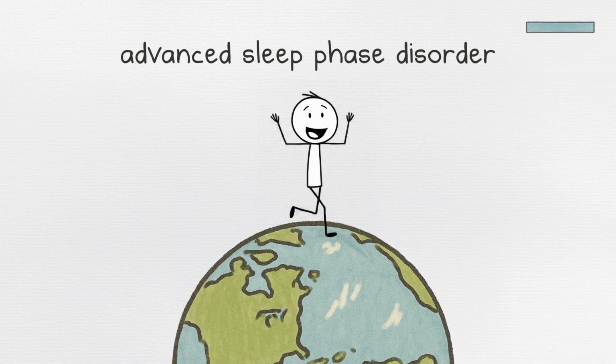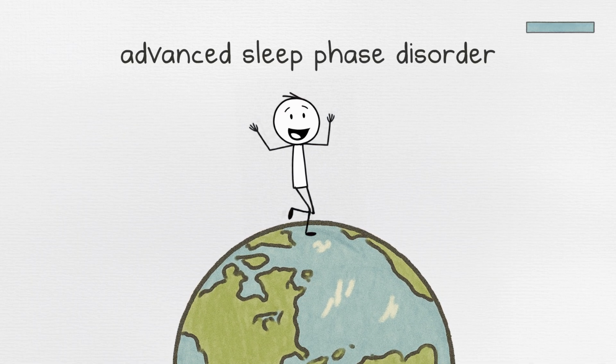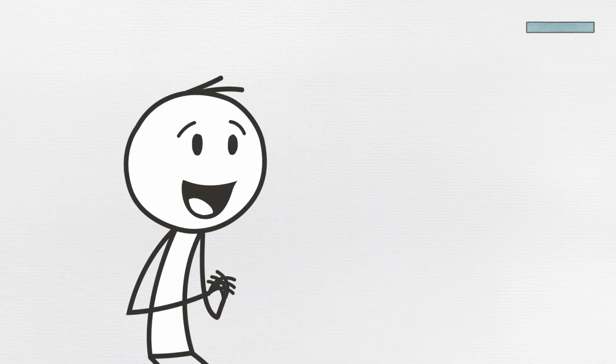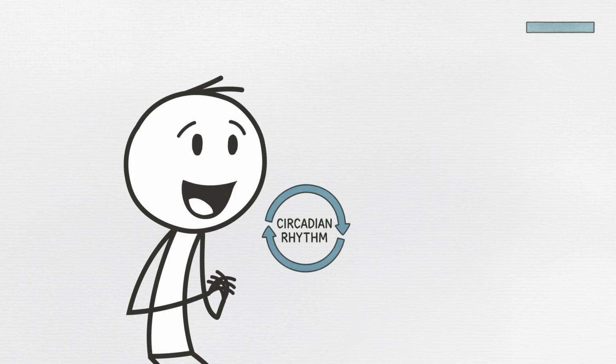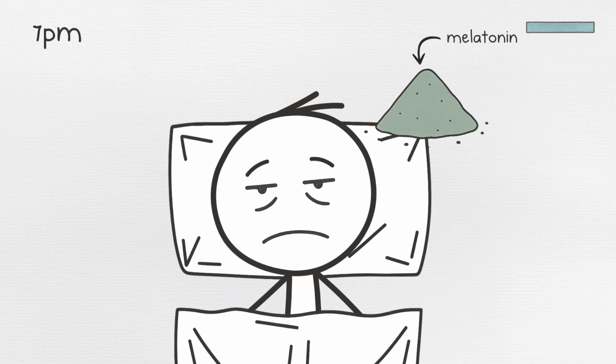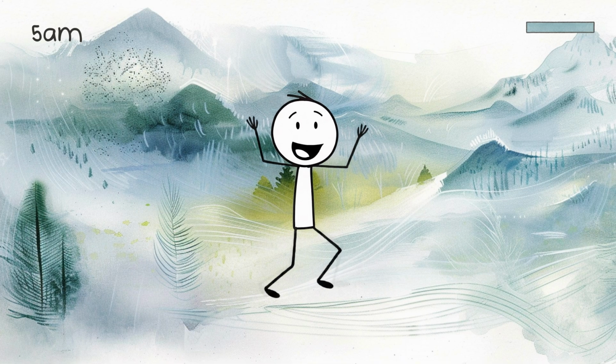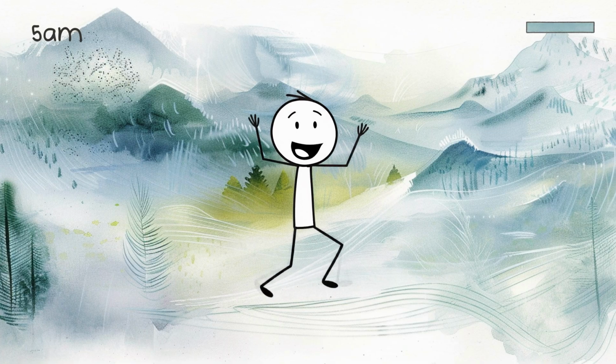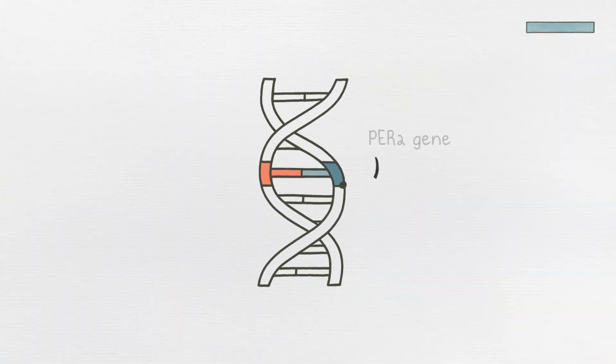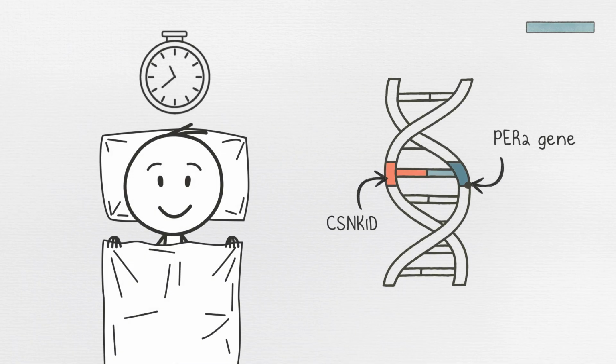Advanced sleep phase disorder, ASPD, is basically the inverse of the night owl mutation. Instead of a delayed clock, these folks have a circadian rhythm that runs hours ahead of schedule. Their melatonin kicks in early and their body says, bedtime, at 7 p.m. By 4 or 5 a.m., they're wide awake, refreshed, and ready to go. It's caused by mutations in genes like PER2 and CSNK1D, which regulate how quickly your internal clock cycles.